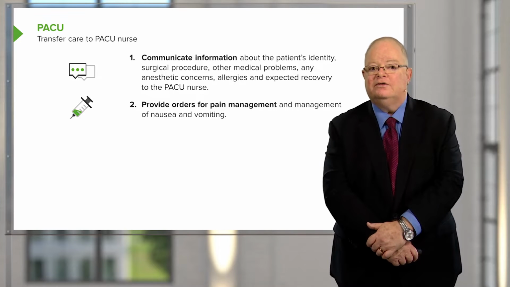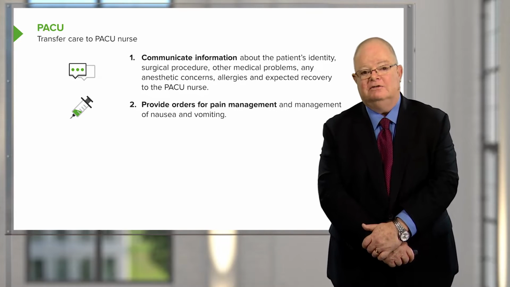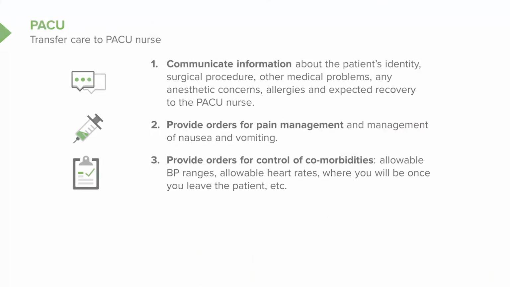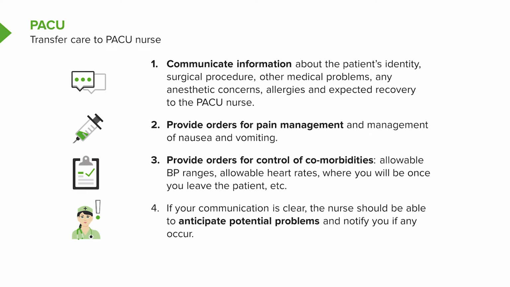You provide orders for pain management and management of nausea and vomiting, and provide orders for control of comorbidities. So you may say, patient's blood pressure is allowed to rise to such and such, but beyond that, call me or give the following drug. Same with the heart rate. You don't want to leave the patient without the nurse having information that will allow proper care for the patient. If your communication is clear, the nurse should be able to anticipate potential problems and notify you if any occur.